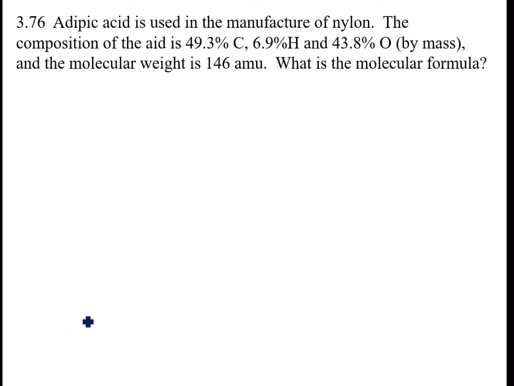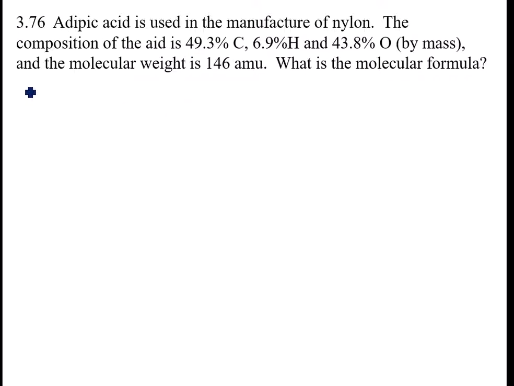So this is number 76 in the book. Adipic acid is used in the manufacture of nylon. The composition is 49.3% carbon, 6.9% hydrogen, and 43.8% oxygen by mass, and has a molecular weight of 146. What is the molecular formula? Since I'm given the percentages first, I have to find the empirical formula first. So we're going to start the same process. I take the percents given and make them masses.